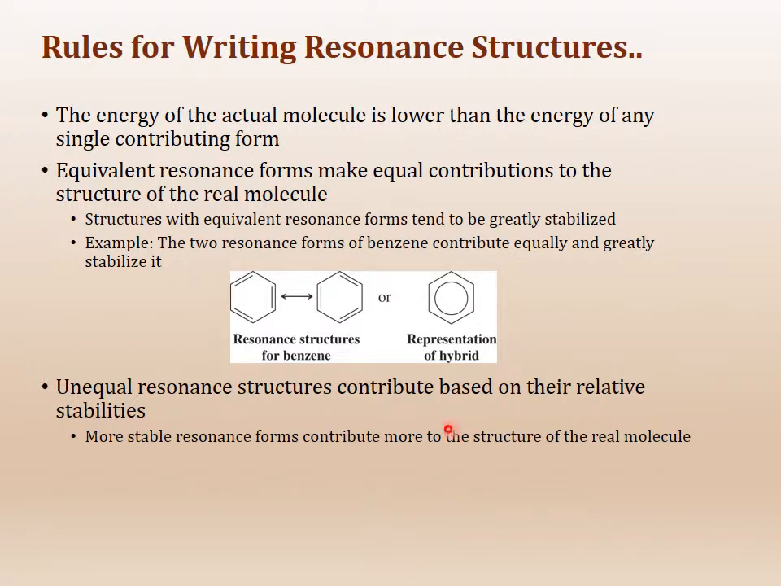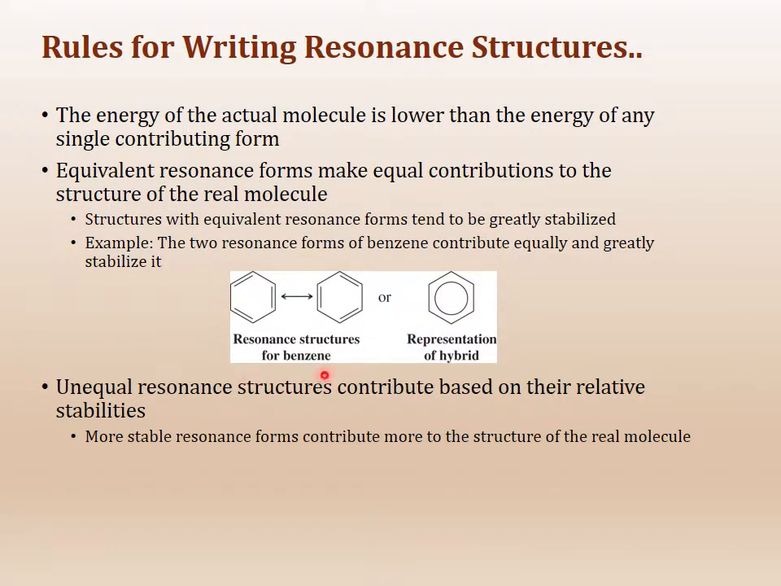Okay, going on. The energy of the actual molecule then is going to be lower than the energy of all single contributing forms, which means that by the time you get to the hybrid, it should be very low in energy, or it should be nice and stable in energy. So it's not really a rule, it's one of the outcomes, okay, of drawing resonance structures. If you have two equal resonance structures, then they will make equal contribution, okay? So we will talk a little bit about what makes an unequal one, but otherwise, most times if they're equal resonance structures, they will contribute equally.